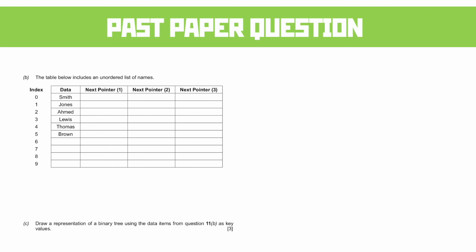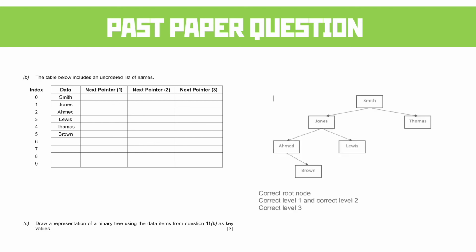Part C, draw a representation of a binary tree using the data items from question 11b as key values. So we're going to go through it from top to bottom. Smith is our root node, Jones is less than S, J is less than S. Then we've got Ahmed, it's less than Smith, less than Jones, and there's a space in the node. Remember, I'm talking here about less than being alphabetically earlier than, and greater than being alphabetically later than. So Lewis is less than Smith, but greater than Jones, and there's a space for us to stick it in. Thomas is greater than Smith, and there's the space. And Brown, less than Smith, less than Jones, but greater alphabetically than Ahmed, and that goes to the right where we've got a space there.